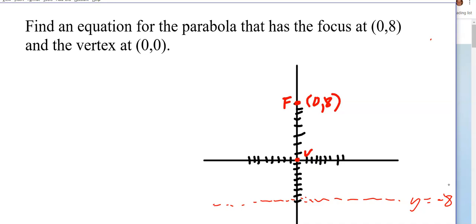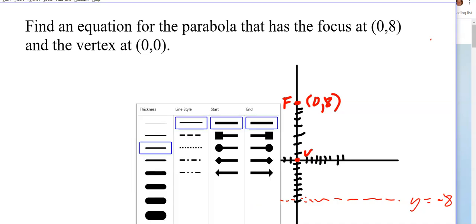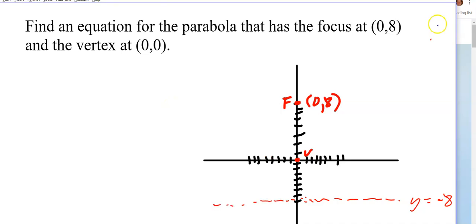Okay, now if we want to just go ahead and graph it, you probably don't have to do all this, but let's just go and graph it. So if c is equal to positive 8, which it is, I'm going to go 2c to the right. So I'm going to go from the focus 16 units to the right, 16 units to the left, make my points. My graph looks like this.